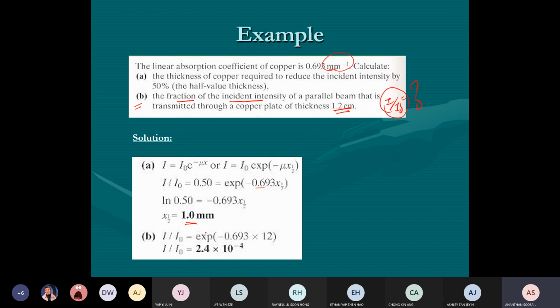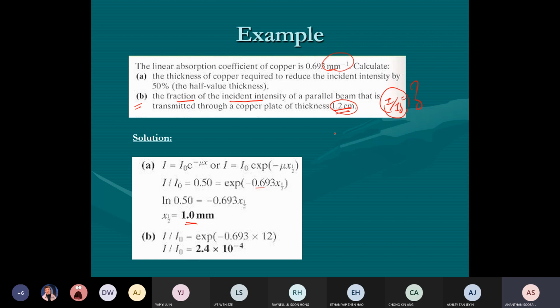So I over I naught is e to the negative mu x. Here x is 1.2 centimeter. So this is the trap, as I told you. The unit of mu and x must be the same. Here they purposely gave 1.2 centimeter, so change it to millimeter because mu was in per millimeter. So rewrite as 12 millimeter. Then you get the answer, the fraction.